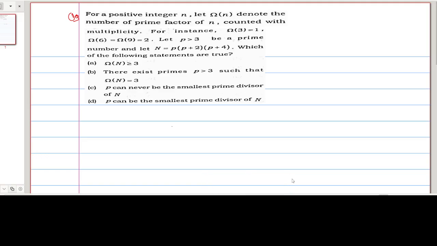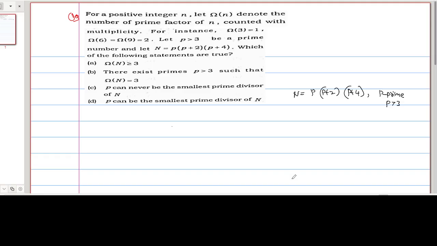You are given that n equals p times p plus 2 times p plus 4, where p is a prime number which is bigger than 3. Which of the following statements are true? So omega of n should always be bigger than or equal to 3, right? We can solve these questions in 2 ways, in fact.